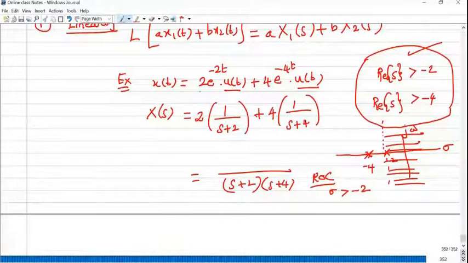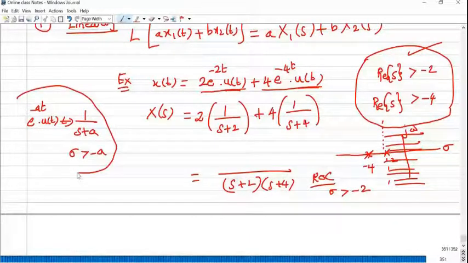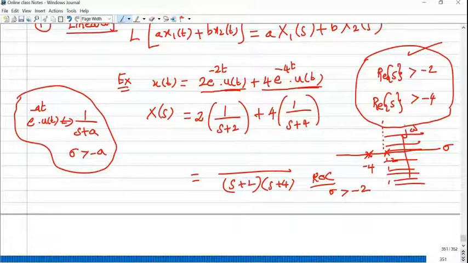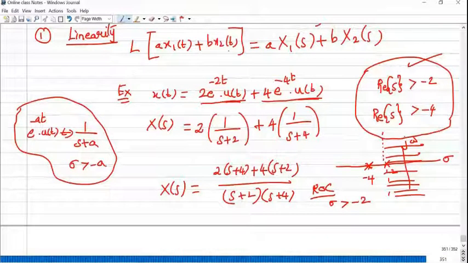For the individual terms, this particular term has region of convergence greater than minus 2, and this particular term has region of convergence greater than minus 4. Do you remember this formula? E power minus a t u of t gives 1 divided by s plus a, with ROC sigma greater than minus a. This is the formula we already derived in the previous classes, so directly apply the formula. But while writing the result, you should mention the ROC is real part of s greater than minus 2. So cross multiply: 2s plus 4 plus 4s plus 8. This is your result. You can simplify this and write down your result. This is the linearity property of Laplace transform: a x1 plus b x2 has Laplace transform a X1 of s plus b X2 of s.